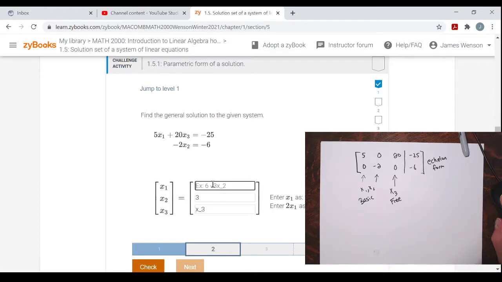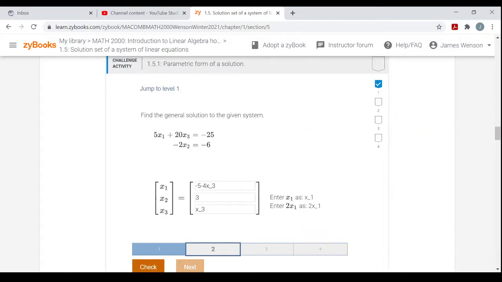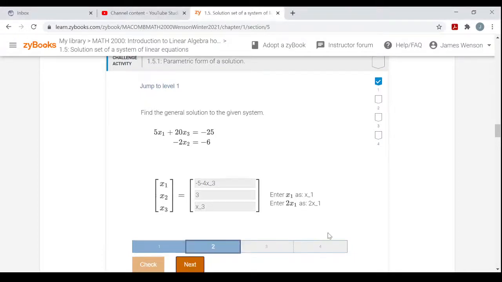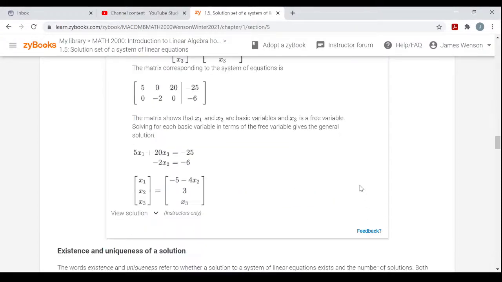And then if we solve for x1, I'd subtract 20x3 and then divide everything by 5. So x1 would be negative 5, then minus 4 x3. All right, again, where x3 is the free variable. All right, and there's the general solution. Check. And fantastic, move on. They go through the explanation down here. All right. So again, you finish that off.